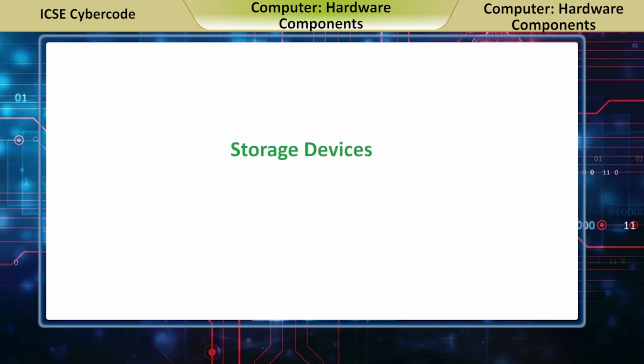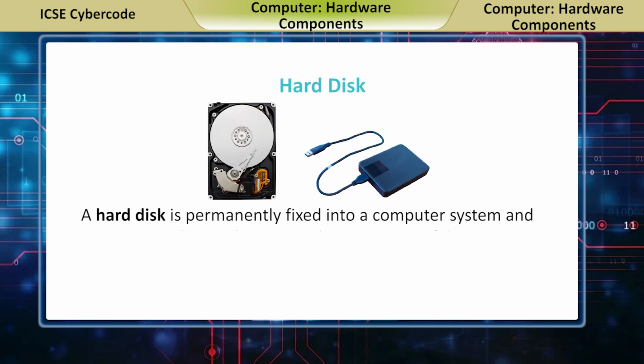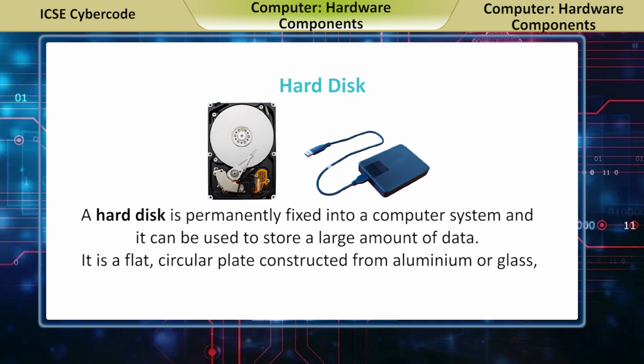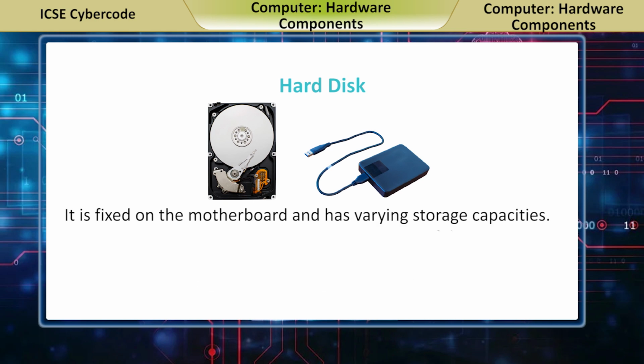Storage devices. There are the following storage devices. Hard disk. A hard disk is permanently fixed into a computer system and it can be used to store a large amount of data. It is a flat, circular plate constructed from aluminum or glass, coated with a magnetic layer that is fixed on the motherboard and has varying storage capacities. It can store 5 terabits or even more amount of data.